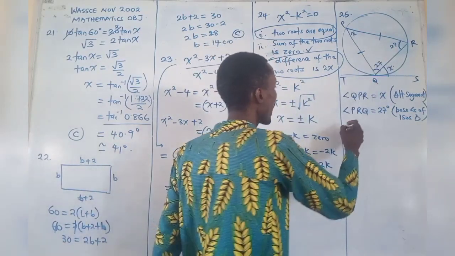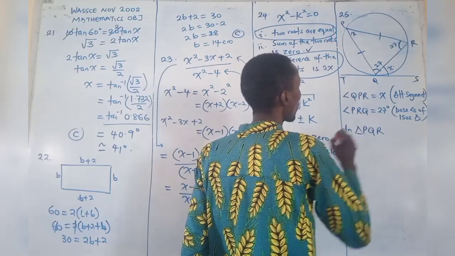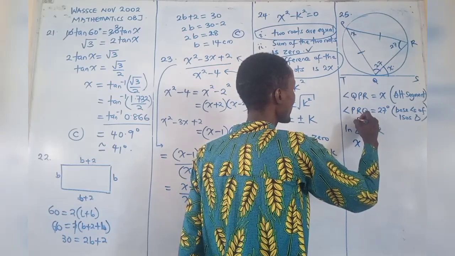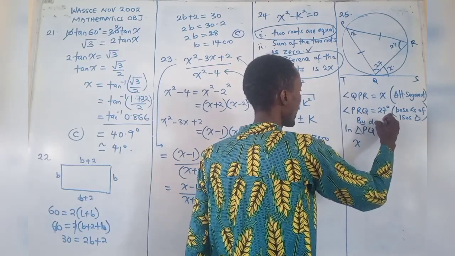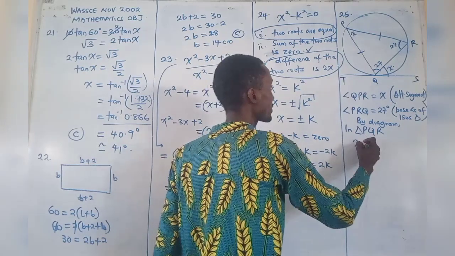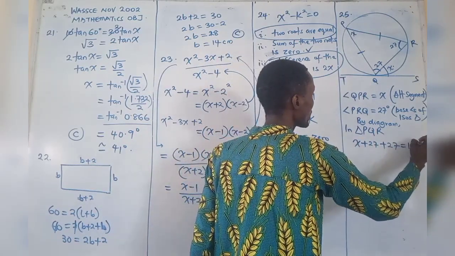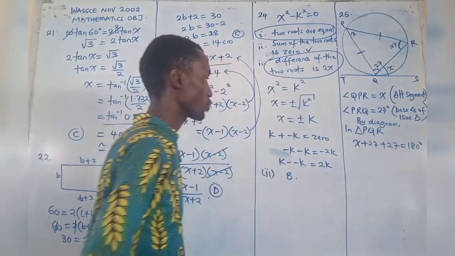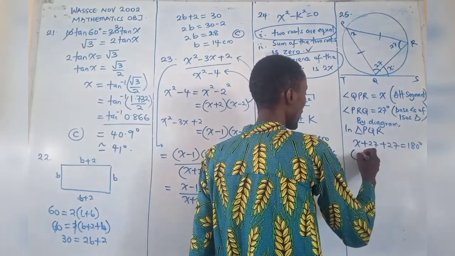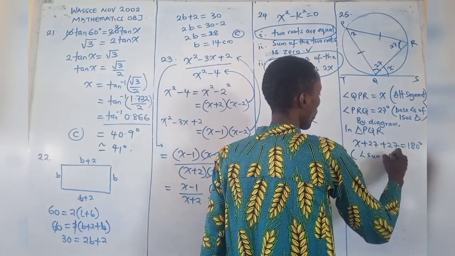Now, let's look at triangle PQR. We're going to have x by the diagram. I have x plus 27 plus 27 is equal to 180 degrees. And what's the reason for that? We call that the angle sum of a triangle.